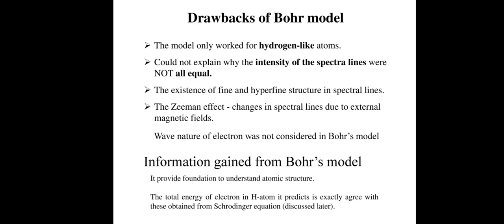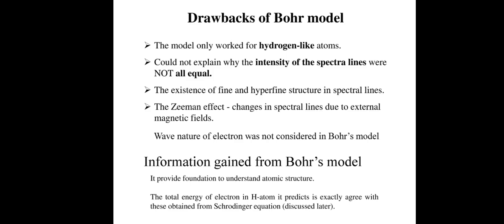Next, we would come back to drawbacks of Bohr's model. That is the limitation of Bohr's model. It fails to account for the finer details of the hydrogen atom spectrum observed by using sophisticated spectroscopic techniques.